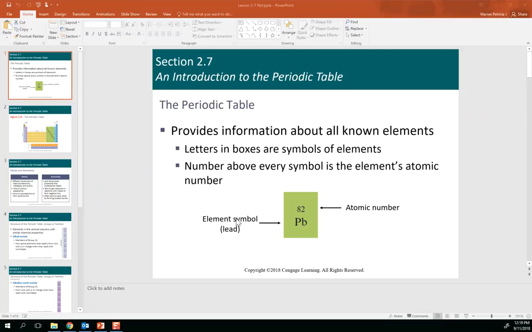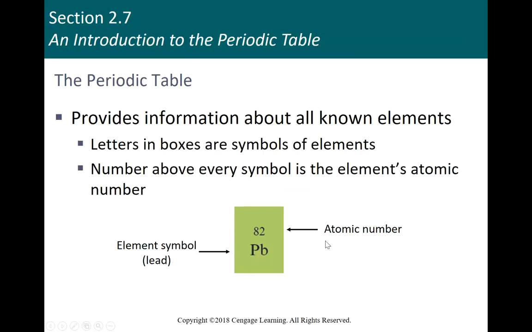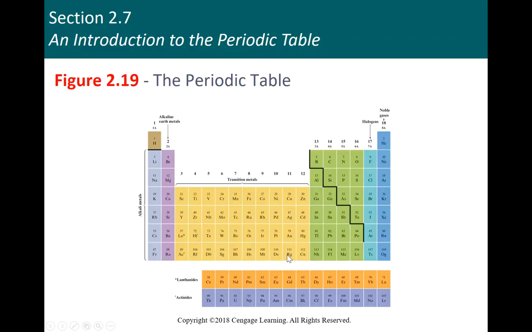Lesson 2.7. Today we're going to briefly look at the periodic table. Periodic tables will differ according to whatever source you get them from, but all periodic tables in each box should have the element symbol and the atomic number, or how many protons are in there. Some may also include the element name, some may include the atomic mass, but every periodic table should at least have the atomic number and the atomic symbol.